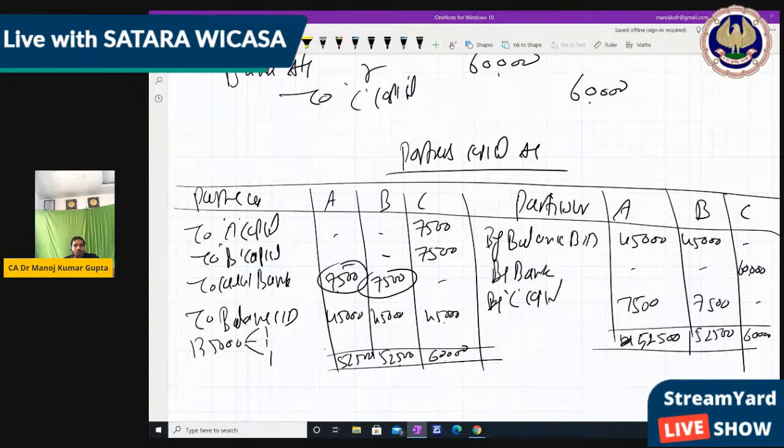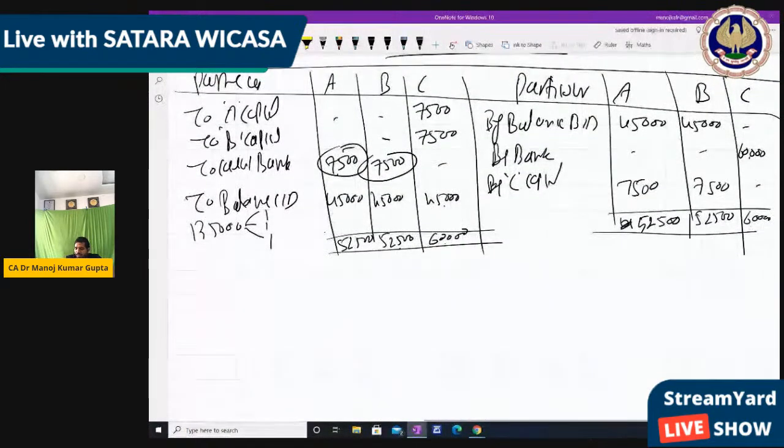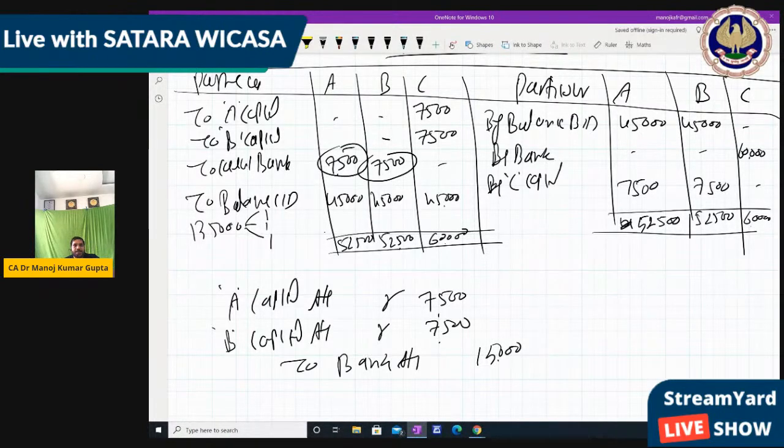Okay. So now this is the capital account, and balance sheet they had not asked. If they ask for a balance sheet, then we can make a balance sheet also. And for that we can pass the entry. They had withdrawn the capital. So what entry can we pass? A capital account debit, B capital account debit, to cash bank 7,500, 7,500, 15,000. Perfect. That's all.